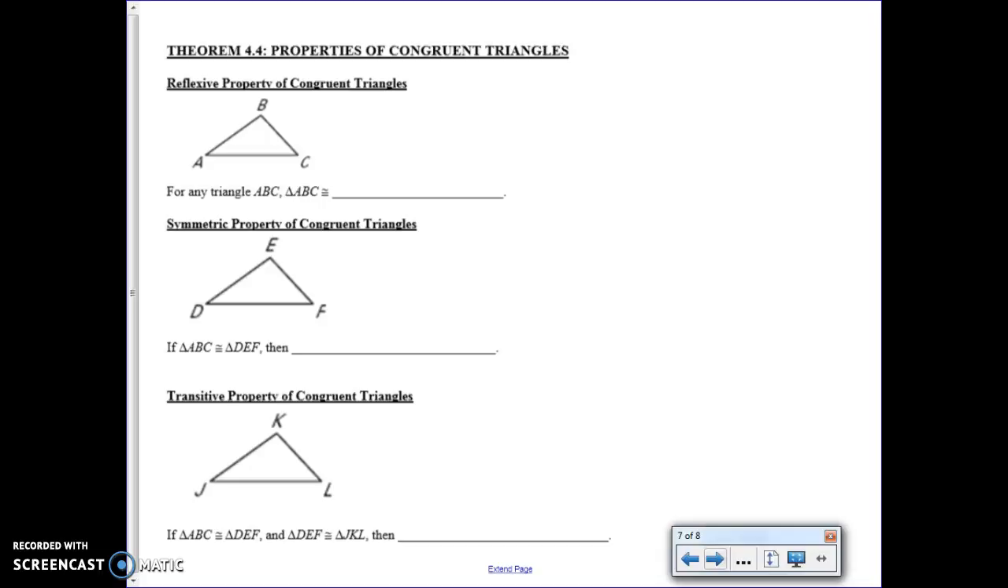Okay, properties of congruent triangles. So we've seen reflexive, symmetric, and transitive a lot. So now we're using it with triangles. So reflexive tells us something is congruent to itself. So triangle ABC is congruent to triangle ABC. It's congruent to itself. Symmetric tells us to flip them around. So if we know that triangle ABC is congruent to triangle DEF, then we also know that triangle DEF is congruent to triangle ABC.